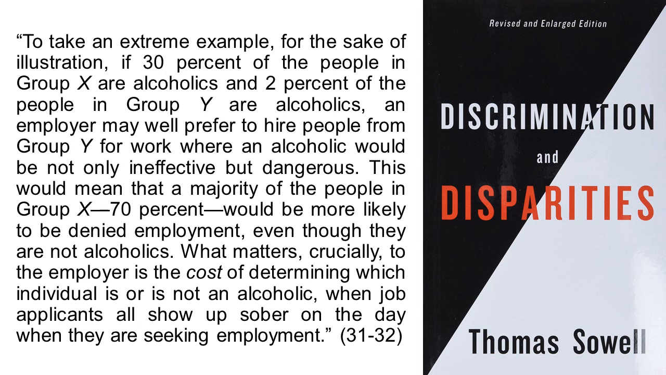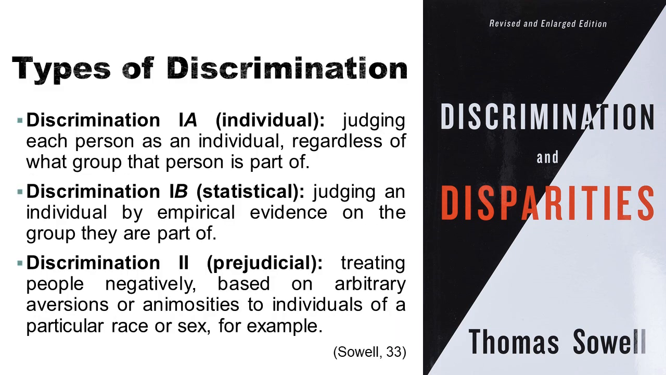That's why Sowell adds a third category here. This is another form of empirical discrimination because it is based on statistical realities. But here's what he says. Discrimination 1A then would be judging an individual on their own merits. Discrimination 1B, which we could call statistical discrimination, is judging an individual by empirical evidence on the group they are a part of.